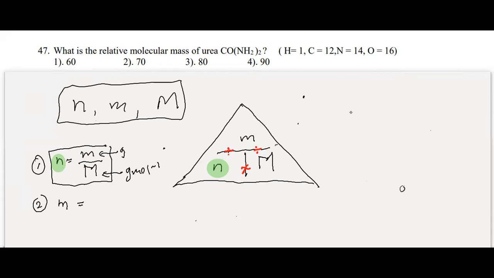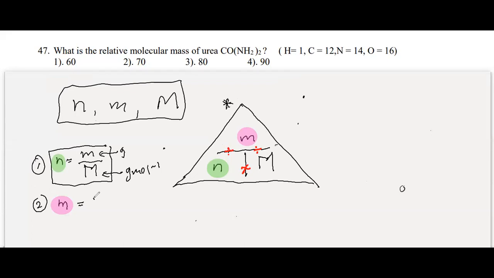So I will highlight now simple m, that is mass. Here also I'll make it pink. How to find this? If you cover simple m, what is left? The method is revealed by the remaining two: simple n into capital M. Moles into molar mass. So you should better remember this triangle. Then it's very easy to remember. If you cover the one that you want to find, the method is revealed.